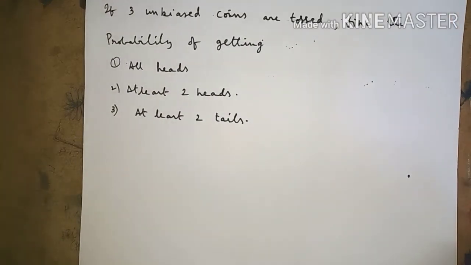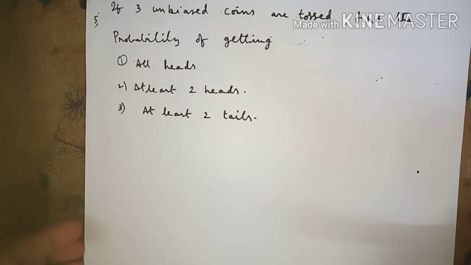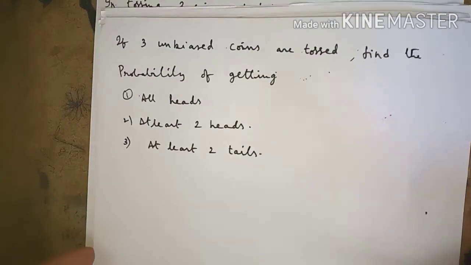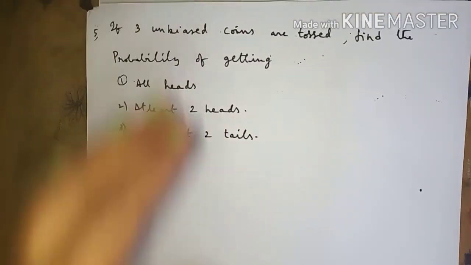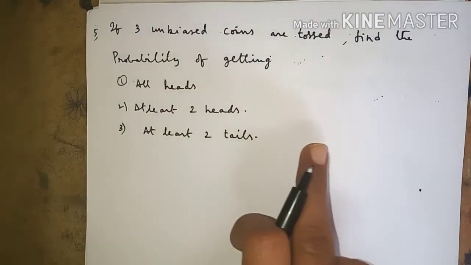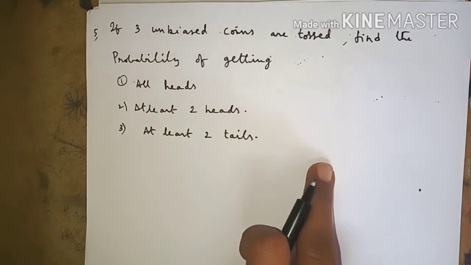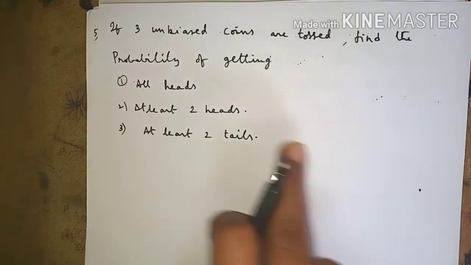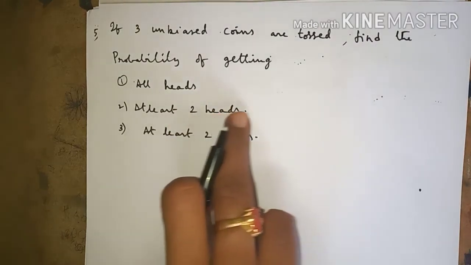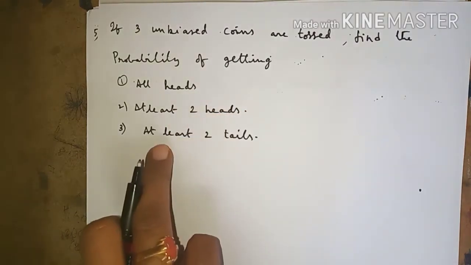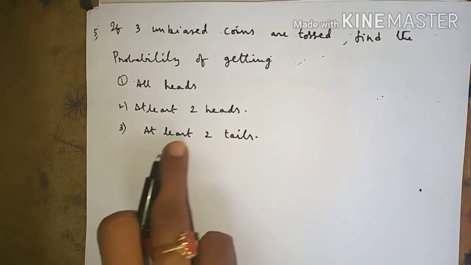The next one is, the question is, three unbiased coins are tossed. Find the probability of getting: first one, all heads; second one, at least two heads; third one, at least two tails.